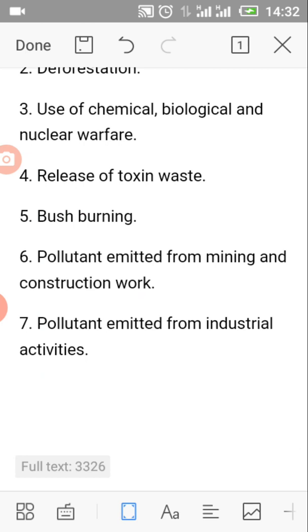This is the point where we are going to stop for today. We shall continue next time on other types of environmental resources.